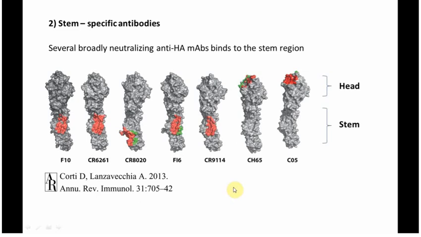Now, when you look at where these broadly neutralizing antibodies bind, it appears that most of them seem to bind to the stem domain, the stem region of the hemagglutinin, which contains the fusion domain. So this is HA1, this is HA2. So it's binding on the fusion domain, and it's going to prevent entry of the virus after it's binding to the surface of a susceptible cell.